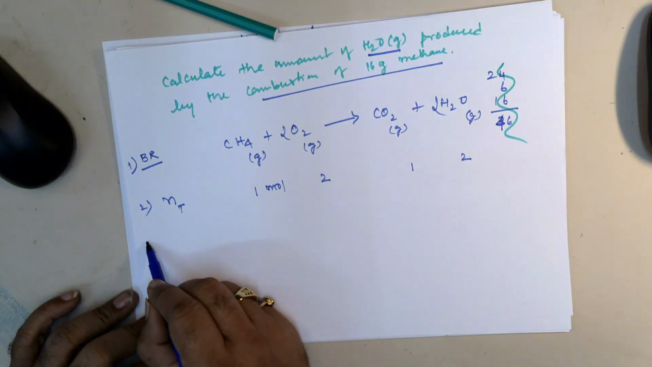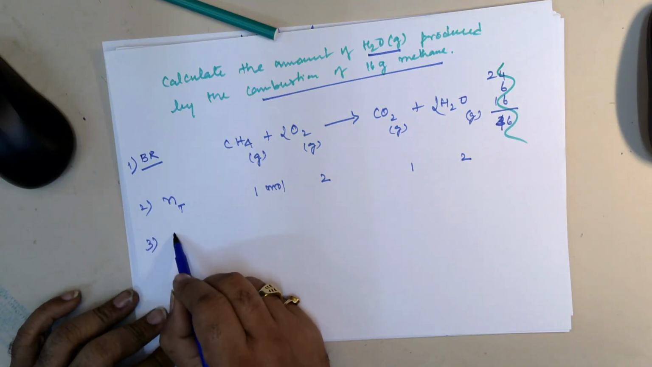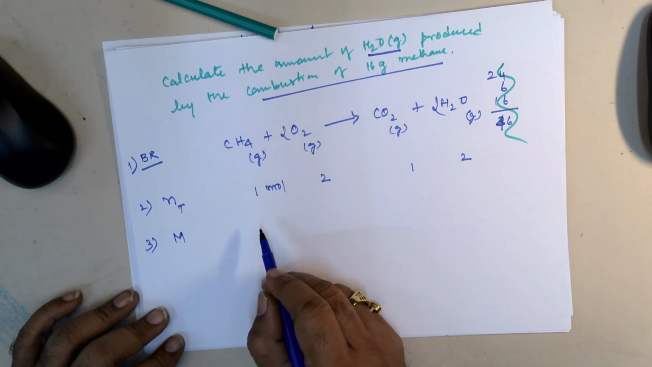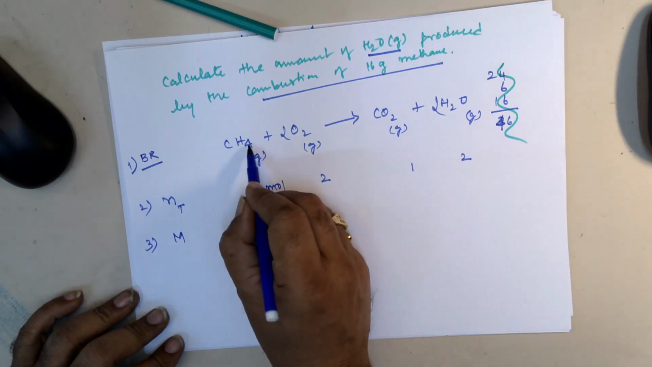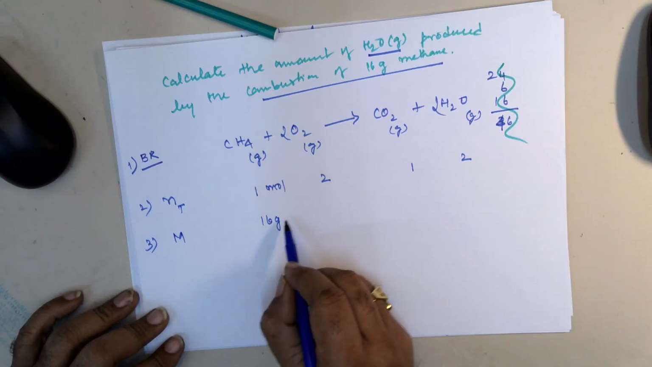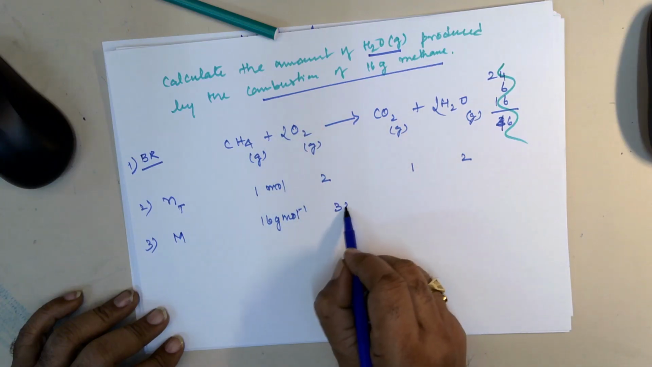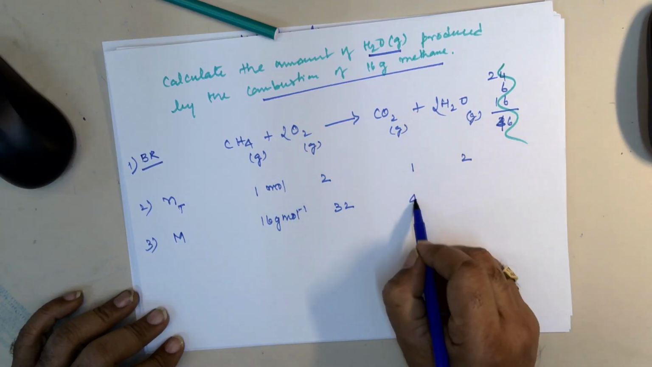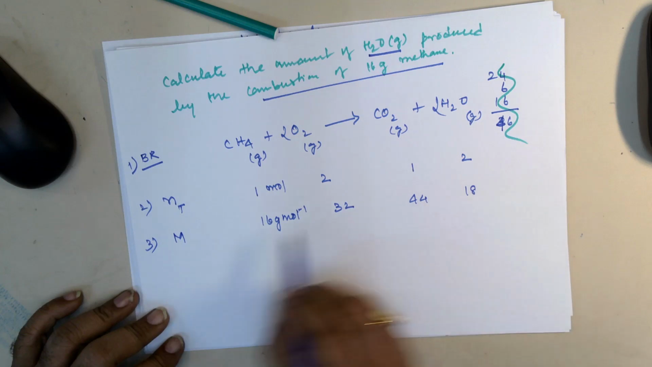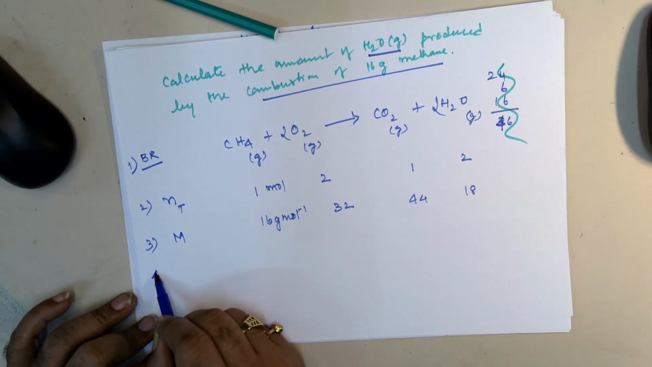Okay. And what is the molar mass? 12 plus 4, 16. And this one, 32. This one, 44. This is 18. And then, so now, be 64. Which one?